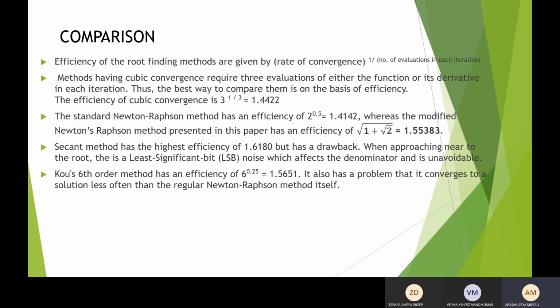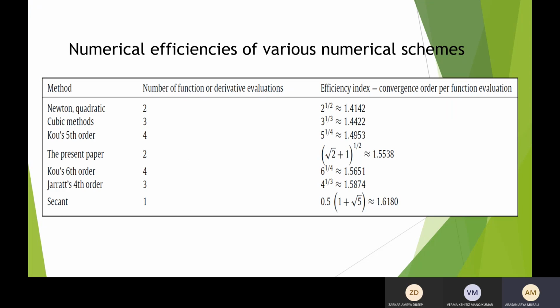Cow's sixth order method has an efficiency of 1.5651, but it also has a problem: it converges to a solution less often than the regular Newton method itself. Jarrett's fourth order method also faces a similar problem to that of Cow's method. In this table, we can see the various methods and their efficiency, and the number of evaluations required in each step is also shown.